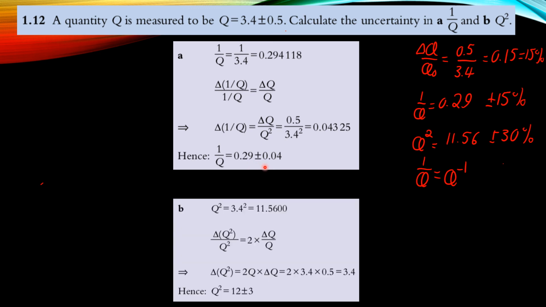Now for the next one, we've got q squared. The percentage uncertainty on q squared is going to be 2 lots of the percentage uncertainty on q, which is, as we've said, 30%. We want the absolute uncertainty, so what's 30% of 11.56? In this case, it's 3.4. Again, rounding, this is going to be plus or minus 3. And if this is rounded to the nearest unit, this must be rounded to the nearest unit, so this is 12, plus or minus 3.